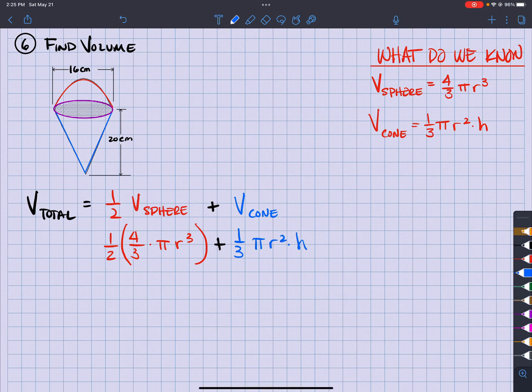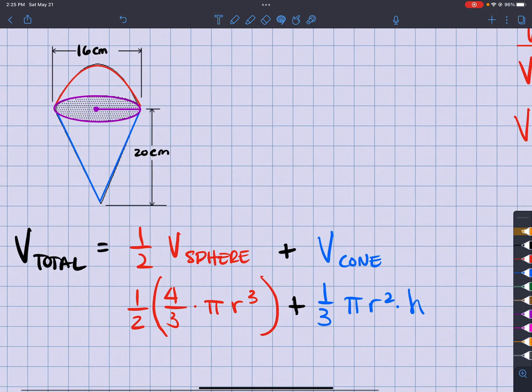Okay, so what is the radius of this? Well, the radius is typically from the center all the way to the edge. If I stay in the center and move it to the edge, there you go. All right, so that is my radius. What is that radius? Well, if the full length is 16 centimeters, then my radius must equal 8. Now that radius is shared by the sphere and by the cone. So that part is nice.